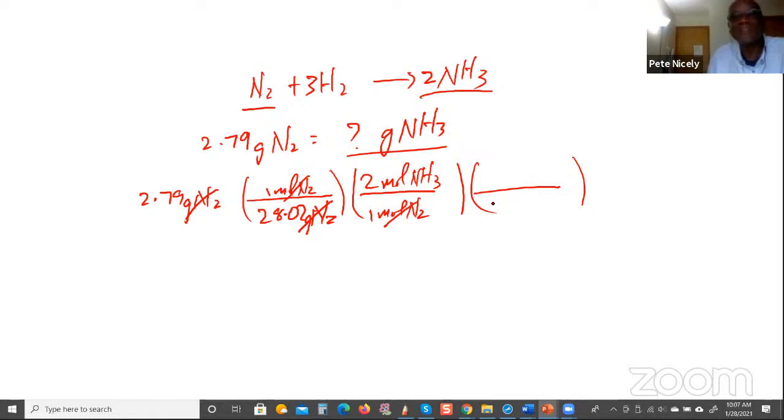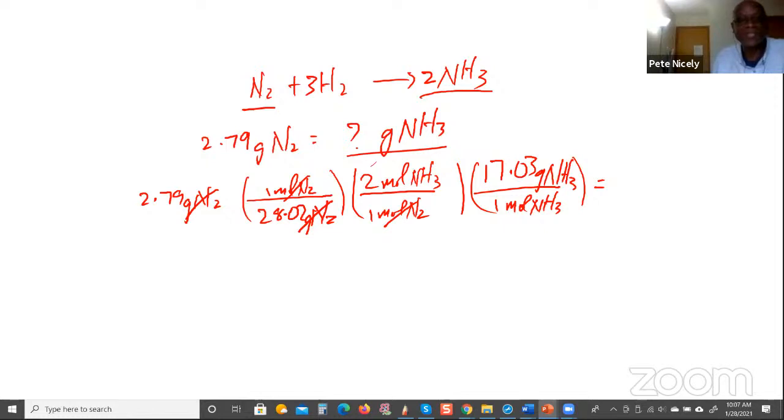That's where the molar mass of ammonia comes in. 1 mole of ammonia would be down here. And the molar mass of ammonia would be, I know it's 17 point something, but I want to get the accurate number. Nitrogen is 14.01 plus 3 times the molar mass of hydrogen, which is 1.008. So 17.03 grams of NH3 would be the molar mass.